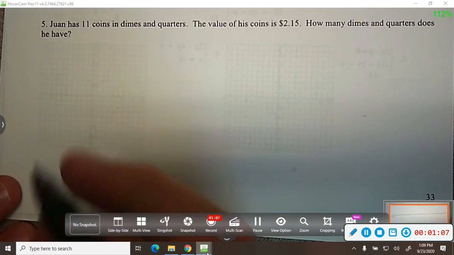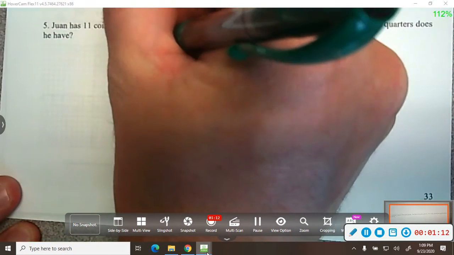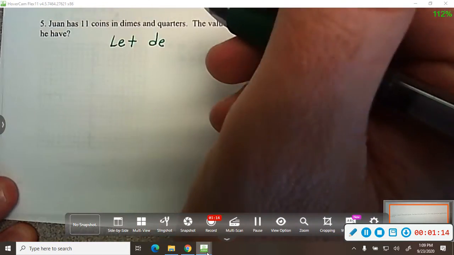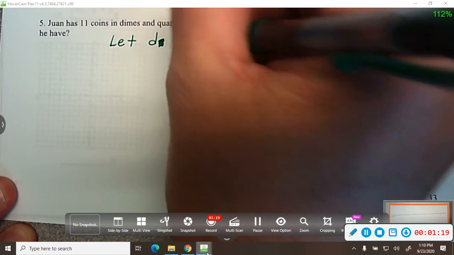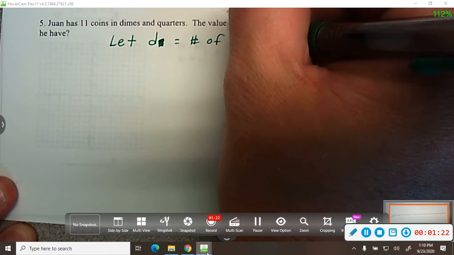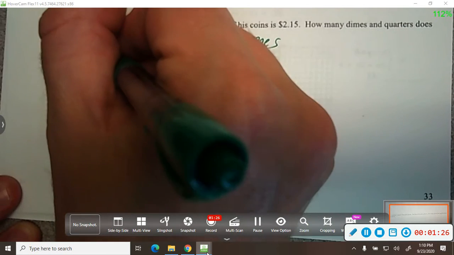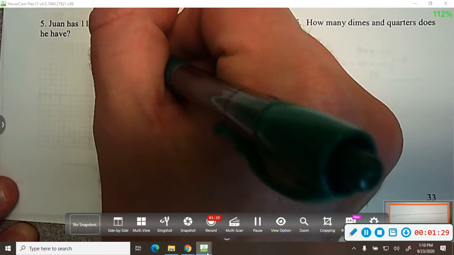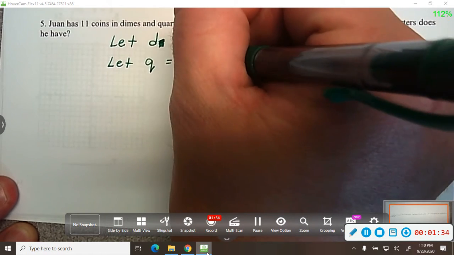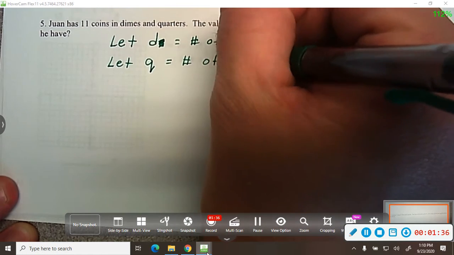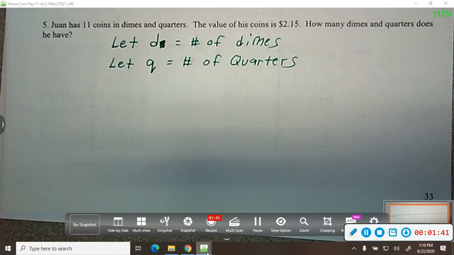So I'm going to say let D equal the number of dimes, and we'll let Q equal the number of quarters. You do not have to use these exact letters.